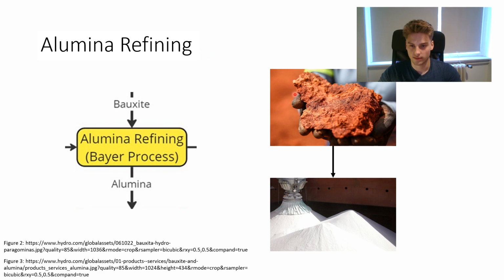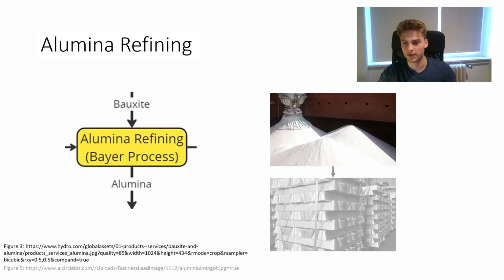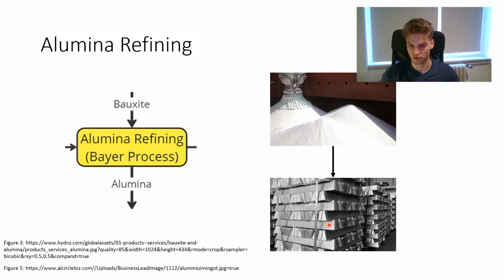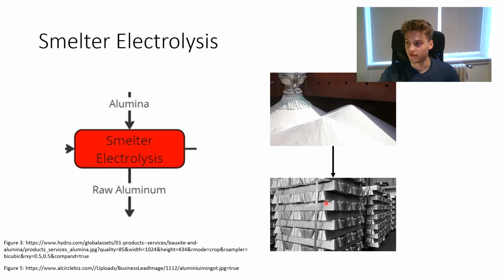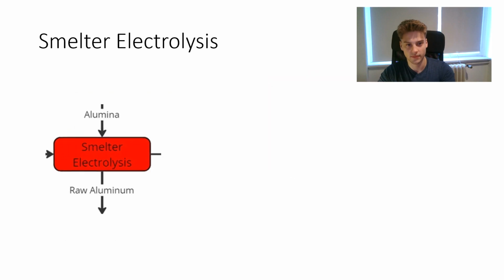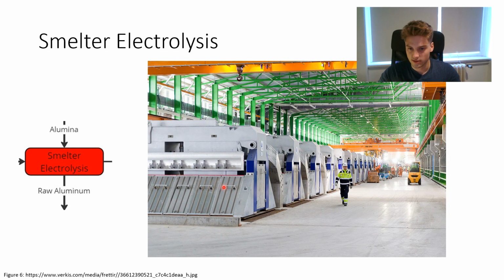So we now transform the bauxite into alumina during alumina refining, but in the end we want aluminum like we all know it. It looks like this. And to achieve that we go into the smelter electrolysis. Don't worry, we cover it easily, I will explain it. Smelter electrolysis looks a bit like this.